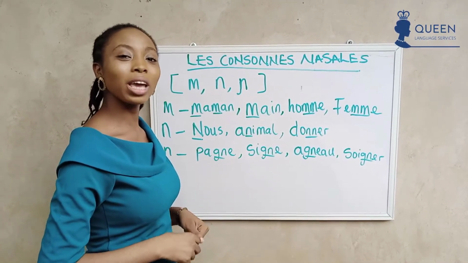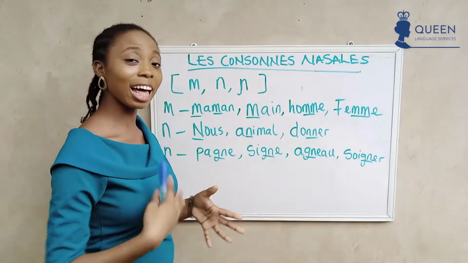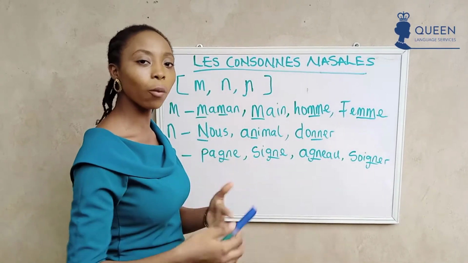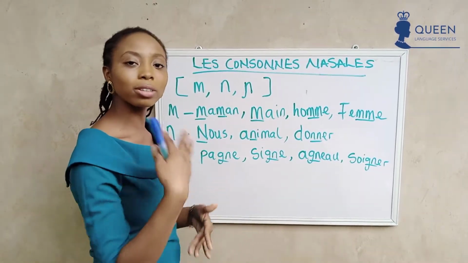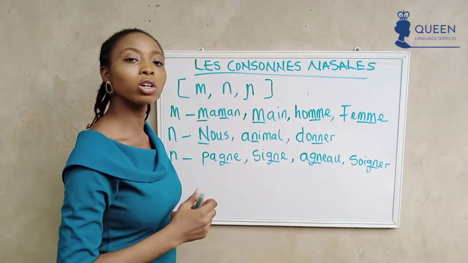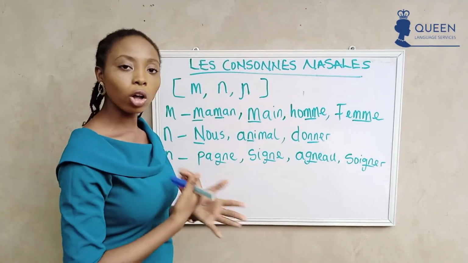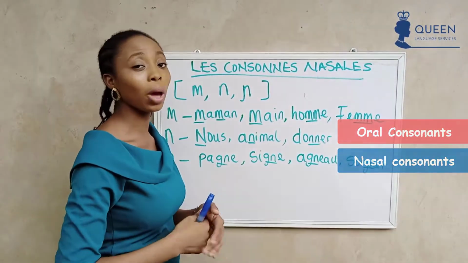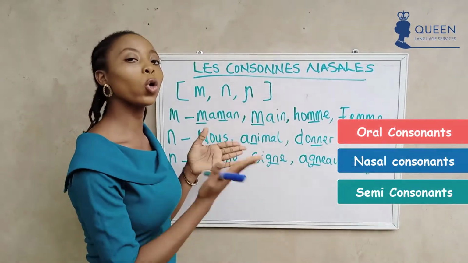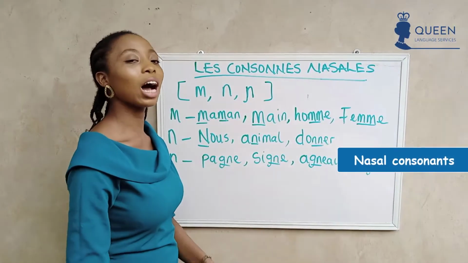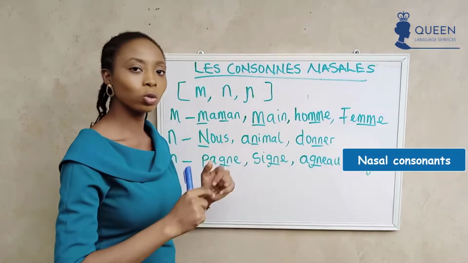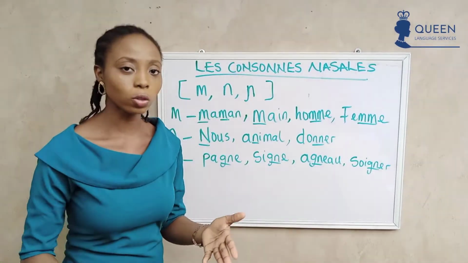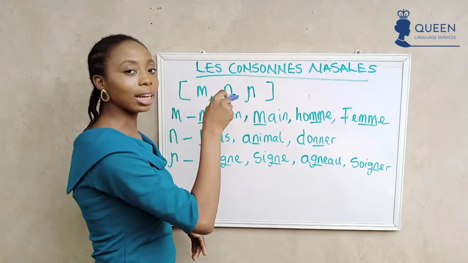In the French language, we have three basic nasal consonants, just as we did in my previous video where we looked at the vowels. We have the oral vowels, the nasal vowels, and the semi-vowels. Also with the consonants, we have the consonants themselves, which are the oral ones, the nasal consonants, and the semi-consonants. Today we'll be dwelling on the nasal consonants, and we have just three basic nasal consonants in French. These are the m, n, and ñ.